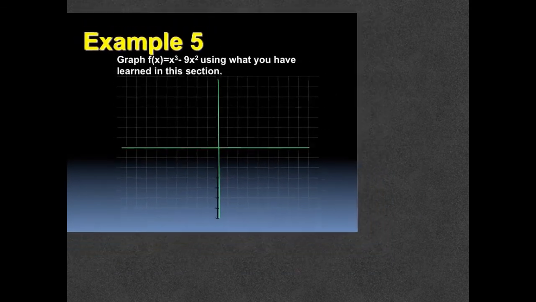And I'm going to start with my end behavior. This time, the highest exponent is odd, but it's positive. Positive and odd means it falls left and it rises right.